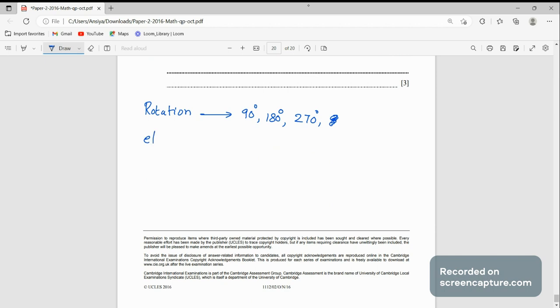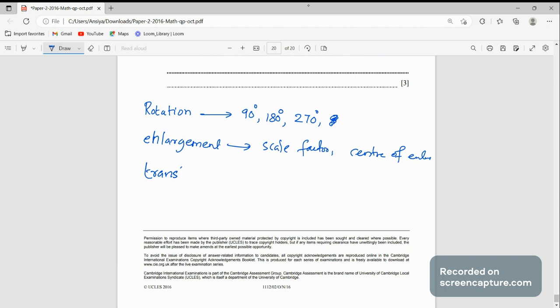Another topic is enlargement. Enlargement, we have learned, if it's an enlargement, you should mention what is the scale factor and where is the center of enlargement. You should mention that. Okay, the picture enlarged with a scale factor of 2, and so point is the center of enlargement. You should mention that.